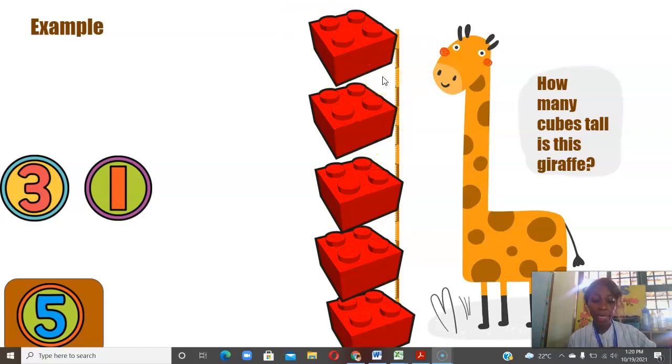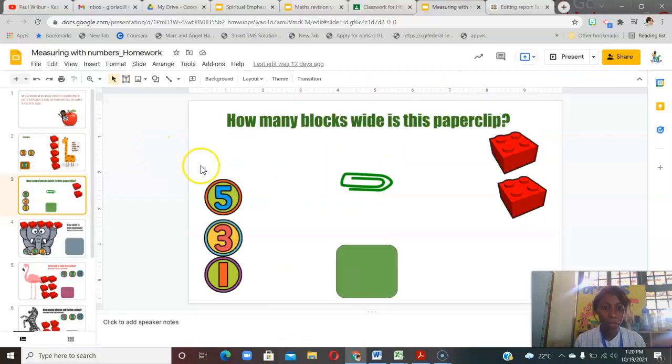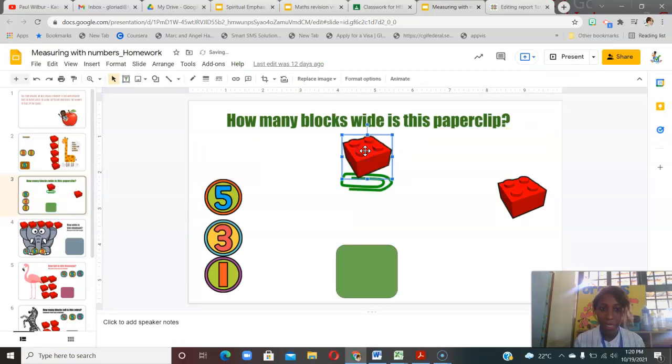Remember, when you're stacking the cubes, you have to spread them out, not exactly overlapping each other. Try to spread them out. So this was 5 cubes tall. So now we're going to move to the assignment that we had to do. Next was the pin. So you take a cube there, and that's the paper clip. It's just one. It's one block wide.